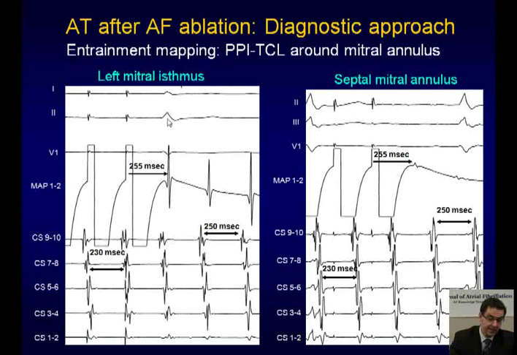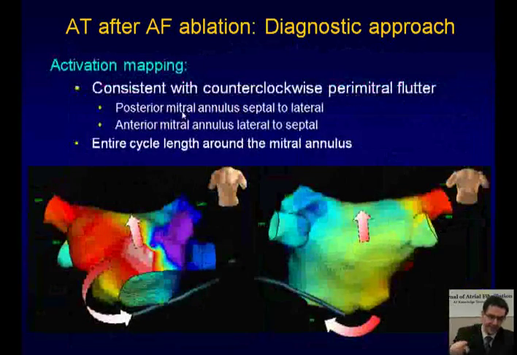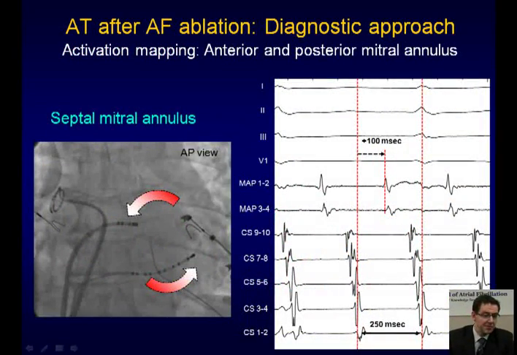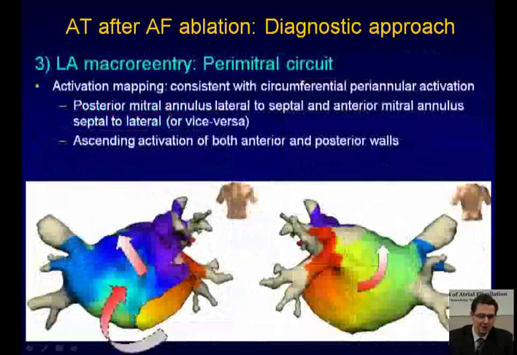After having eliminated the fact that it could be a CTI-dependent flutter, a PV origin for the tachycardia, and a left atrial macro reentry, the other potential macro reentrant circuit in the left atrium is a perimitral circuit.